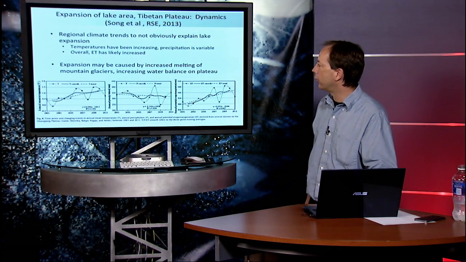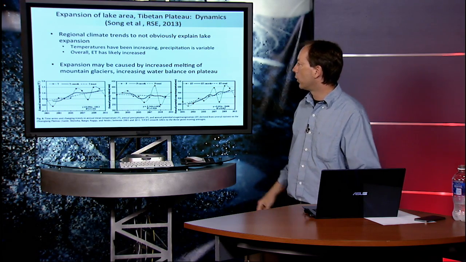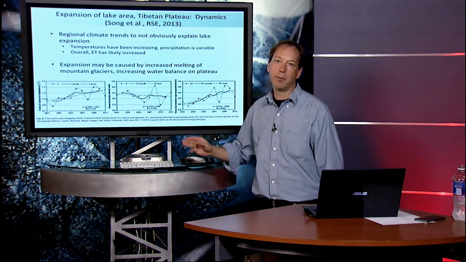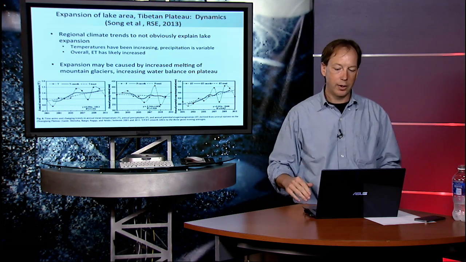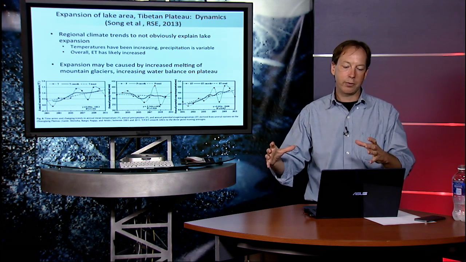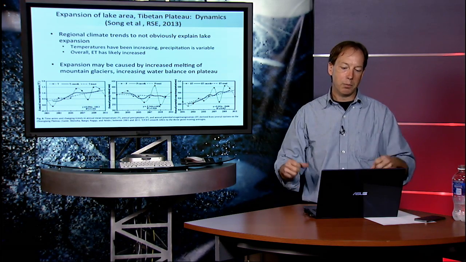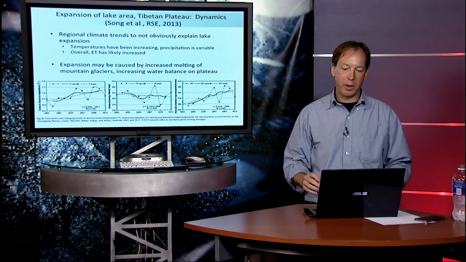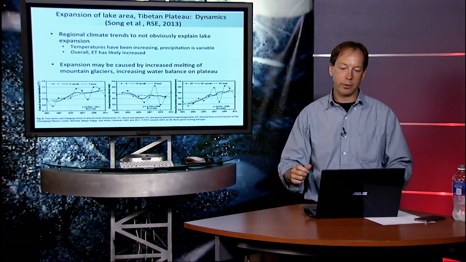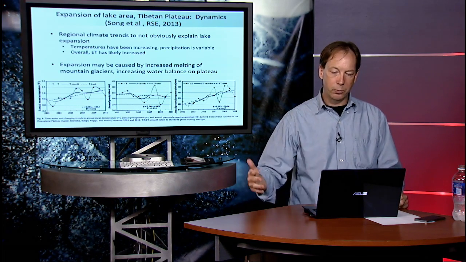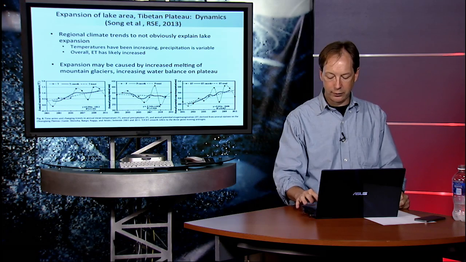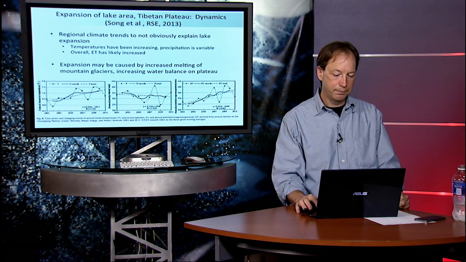And so the explanation that they come up with is that it's more likely to be caused by increased melting of mountain glaciers, which are feeding these lakes. So not so much precipitation increases or short-term water balance, but a long-term provision of water from these melting mountain glaciers, at least temporarily increasing the water balance on the plateau. Of course, what will happen over the next few decades remains to be seen.